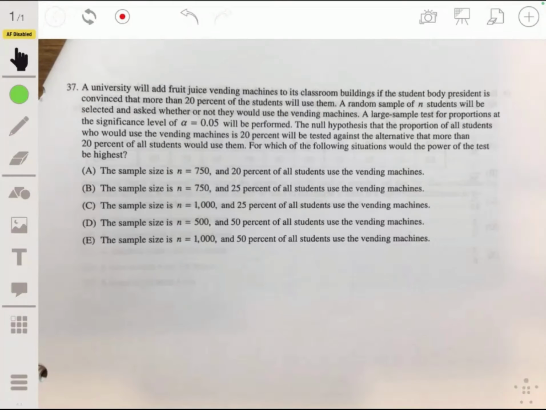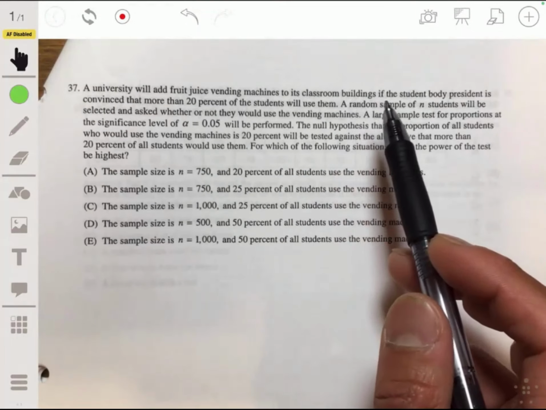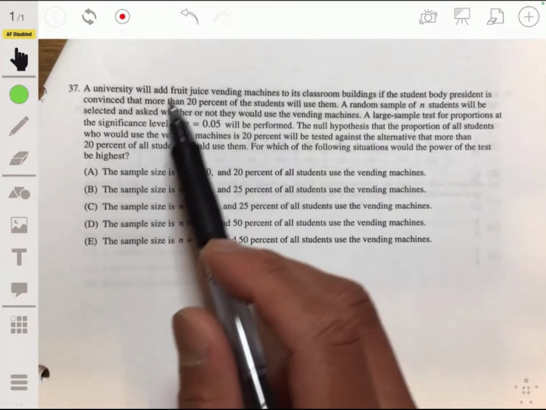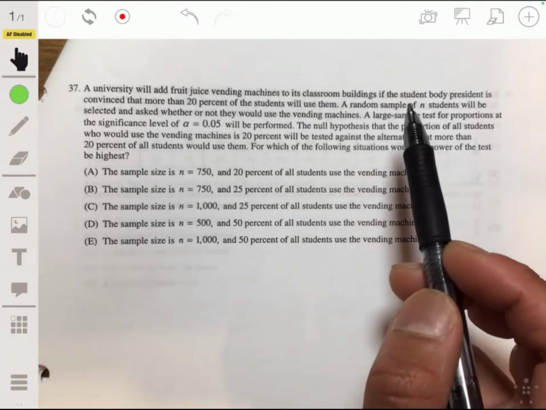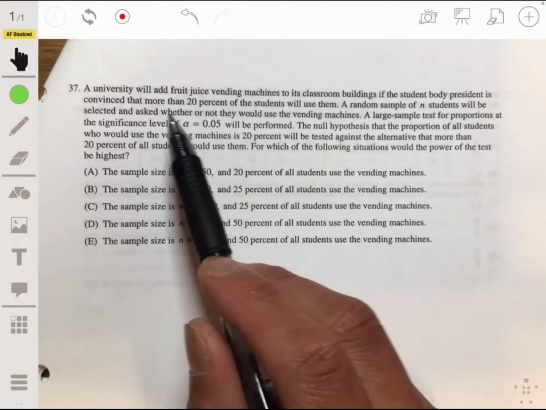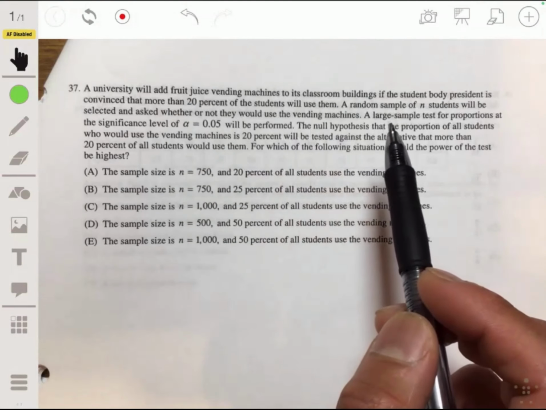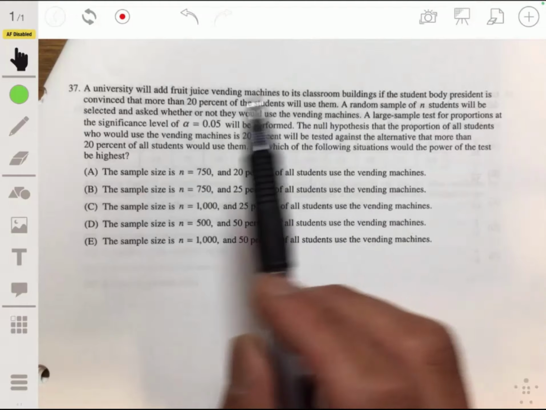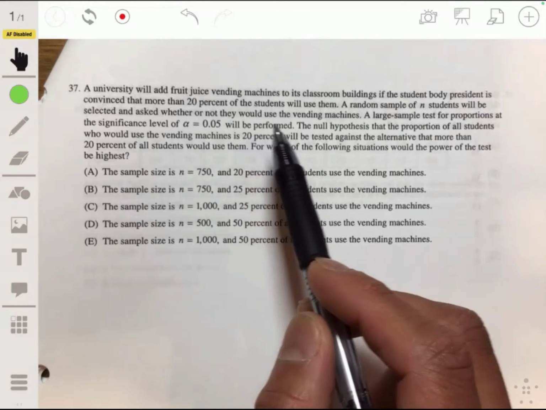Number 37, a university will add fruit juice vending machines to its classroom buildings if the student body president is convinced that more than 20% of the students will use them. A random sample of N students will be selected and asked whether or not they would use the vending machines. A large sample test for proportions at the significance level of alpha equals 0.05 will be performed.